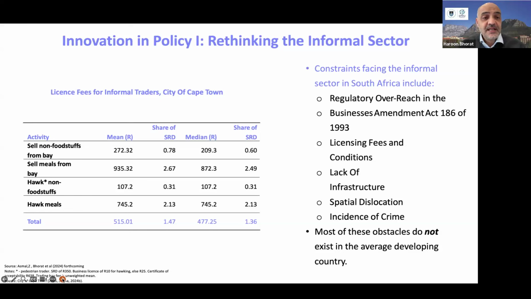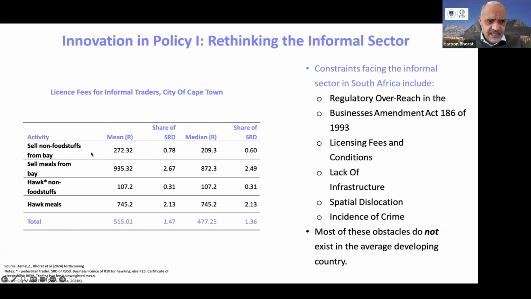What we have is an attempt to formalize the informal sector. And I've given you here from the city of Cape Town examples of what informal sector operators have to pay as license fees, right? And if you look at these license fees, in some cases, if you want to go and hawk meals, you're spending twice as much as the SRD to operate a business. So why would you operate a business when you can get the social relief of distress grant or the COVID grant for free?